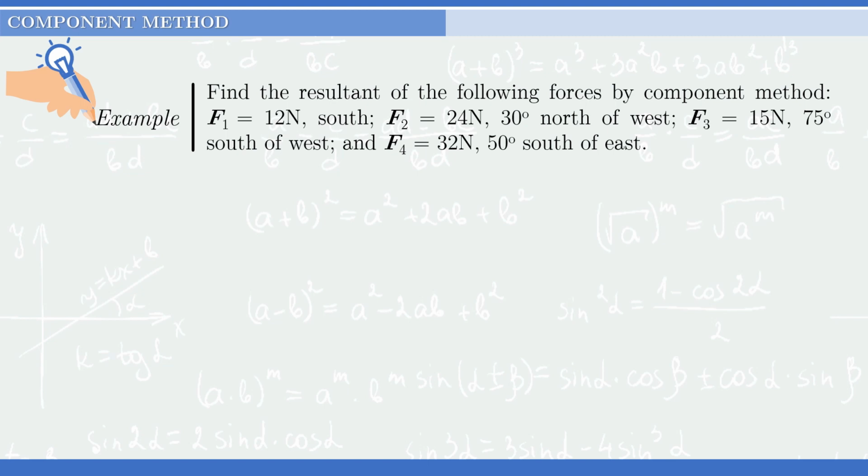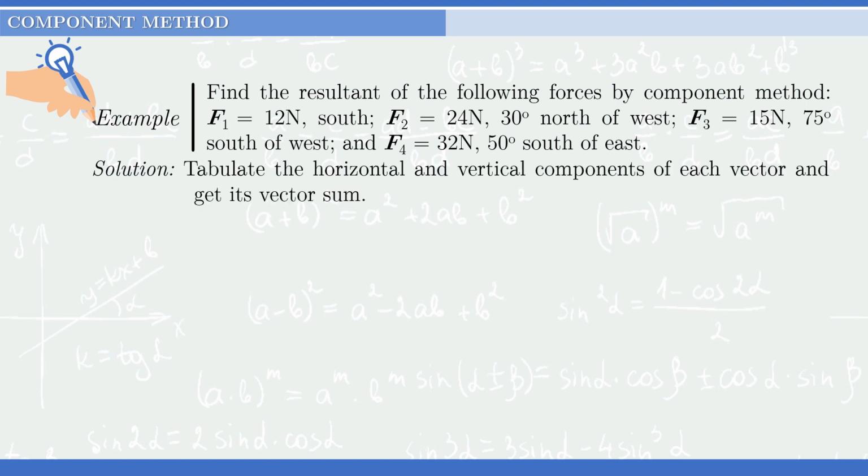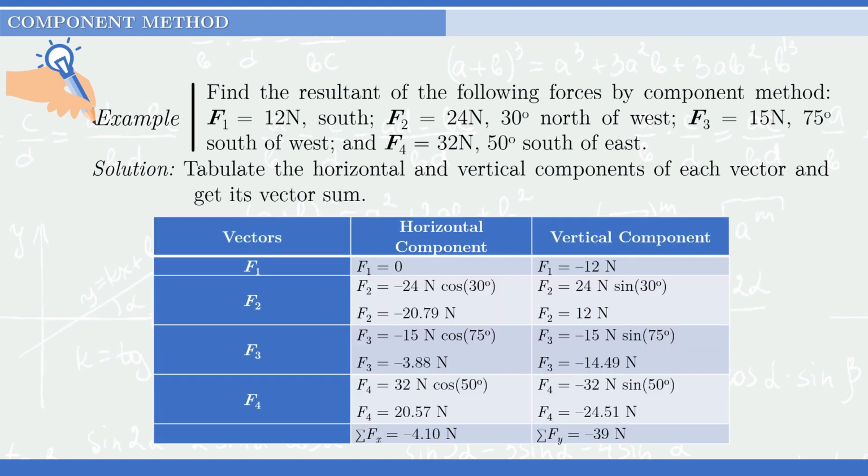To solve this problem, first, we will follow the first step and second step, which is to tabulate the horizontal and vertical components of each vector and get its vector sum. We have, for the first vector, force sub 1, which is equal to 12 Newton south. The direction is indicated for south or downward direction for vertical. So therefore, the horizontal component has no value. And for the vertical component, we have negative 12 Newton.